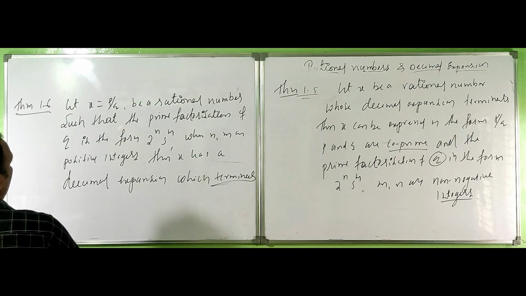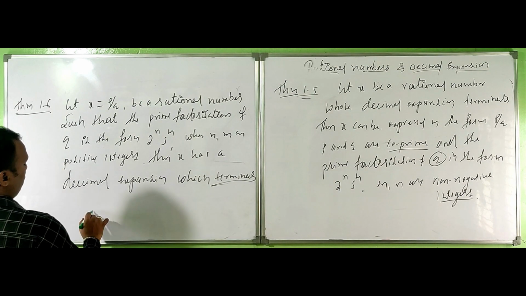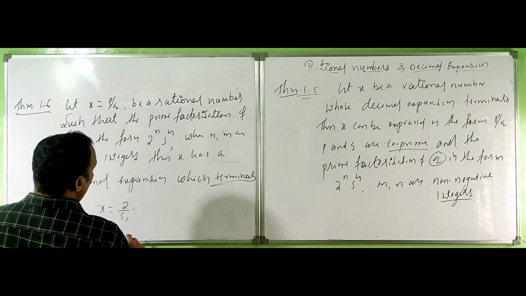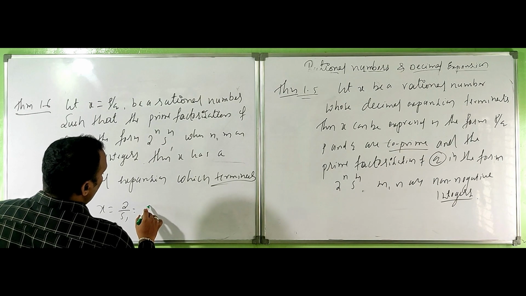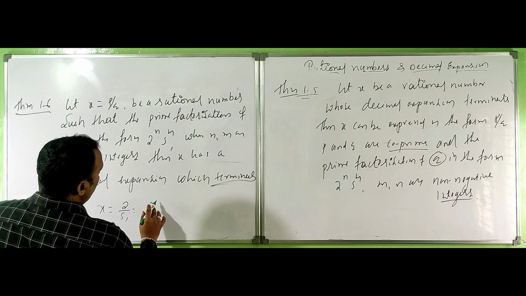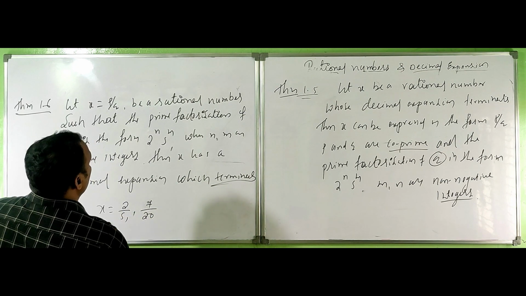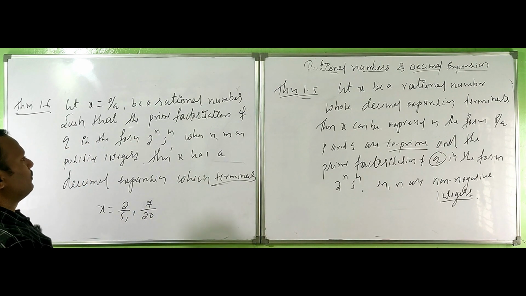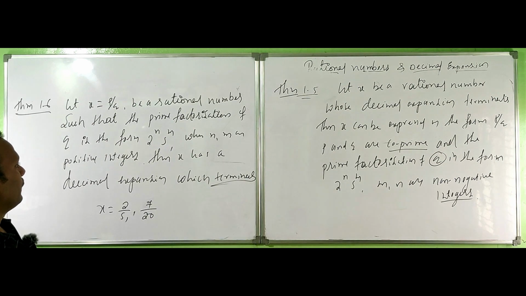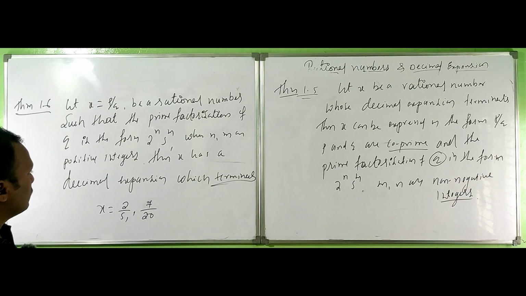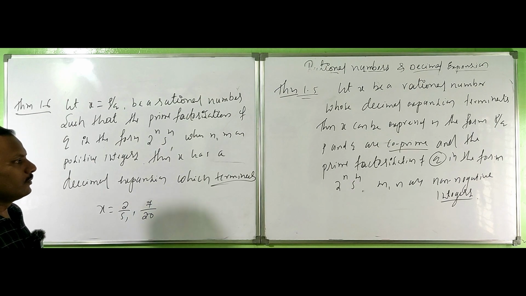Solution: let x be in p by q form. Let x be 2 by 5, or 3 by 20, or 7 by 20, any values. Let p by q be a rational number such that the prime factorization of q is of the form 2 to the power n, 5 to the power m, where n and m are positive integers. Then x has a decimal expansion which terminates.